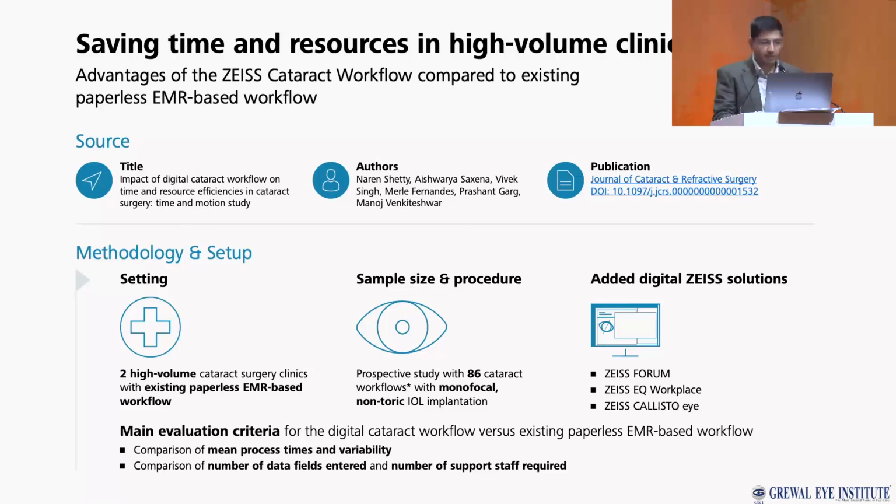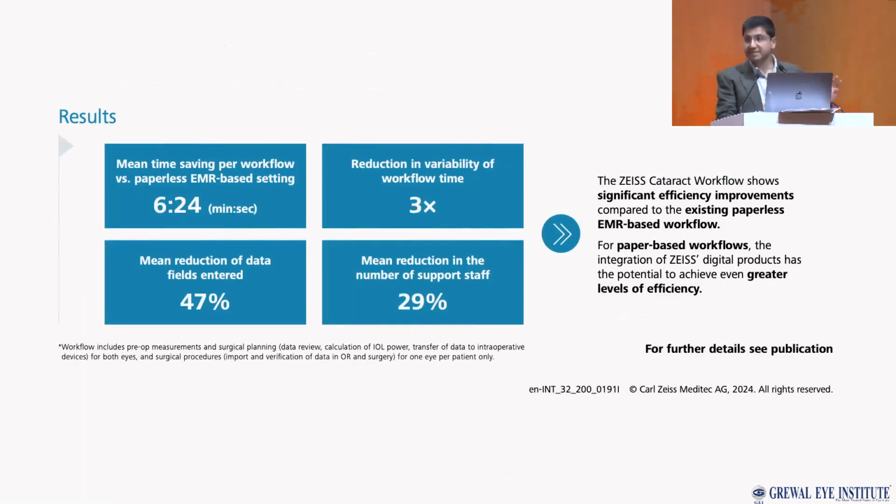Another study was conducted here in India, in Bangalore and Hyderabad, again, just on conventional monofocal IOLs. And they showed, again, 6.5 minutes saved per patient. Even the variability in time, because some patients might end up spending a lot of time, some patients it might be faster, that variability was reduced by 3 times.